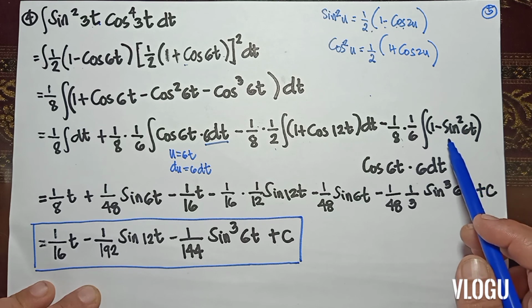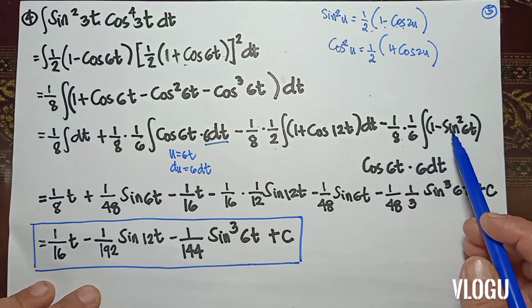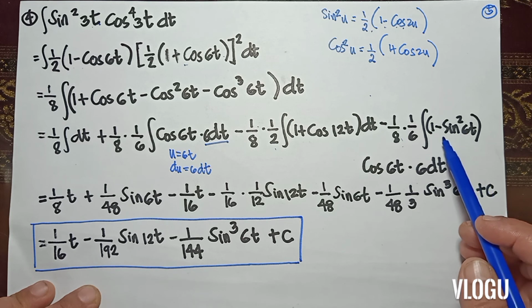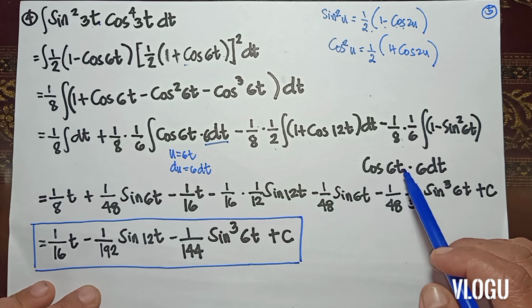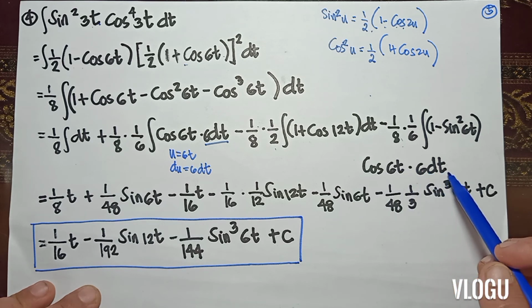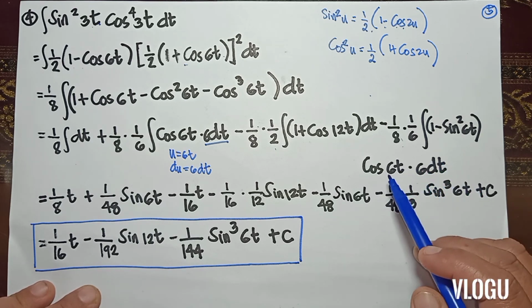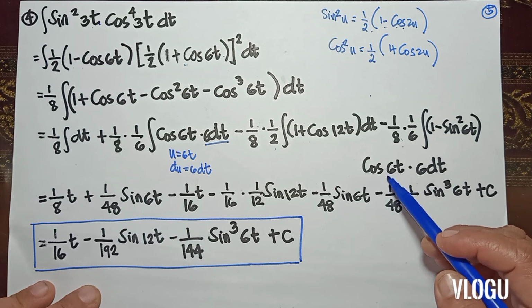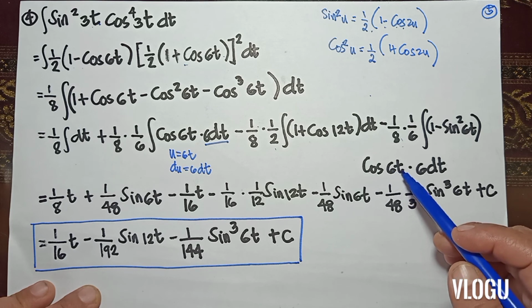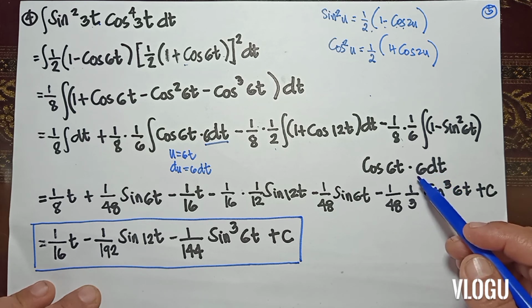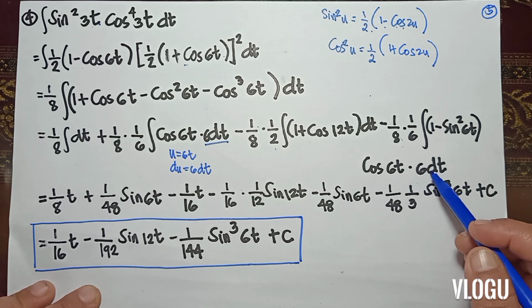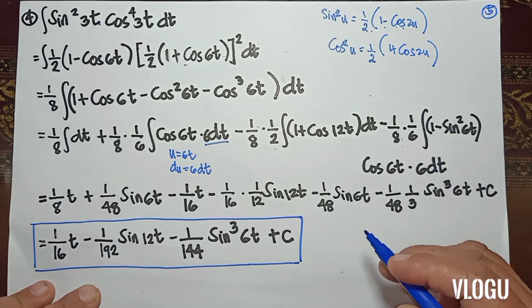So, proceed to factor out cosine, then proceed to 1 minus sine squared. So, 1 minus sine squared 6t. Then, you have cosine 6t times 6 dt outside. Because your u here, if you will have the integral of cosine u, that is 6t. Then, derivative of 6t, that is 6 dt. So, du is 6 dt. So, that's a complete form.